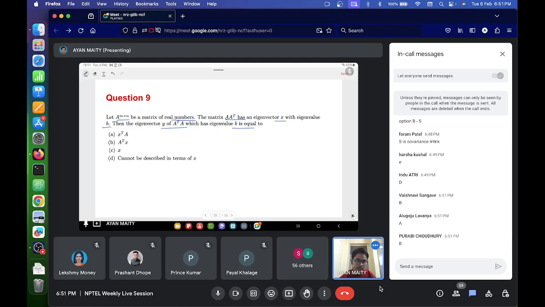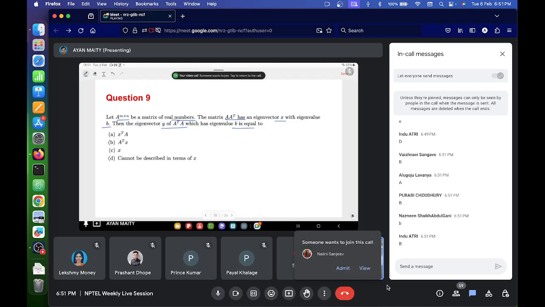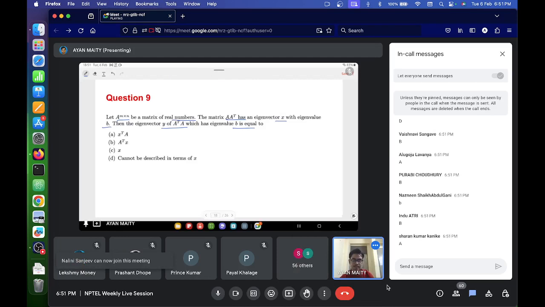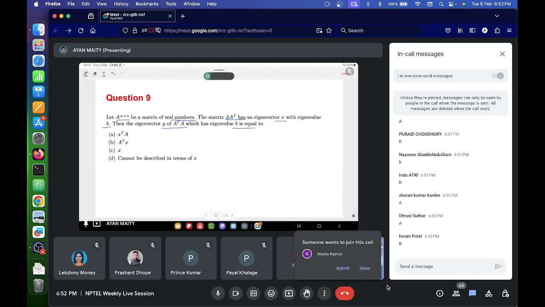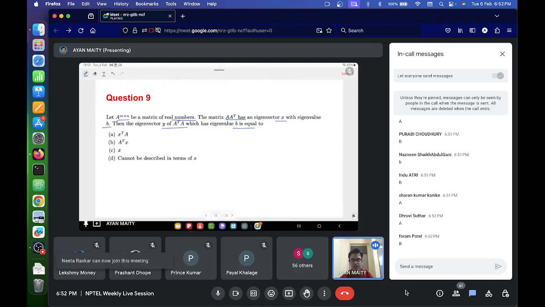Vaishnavi is saying B, Lavanya is saying A, Puravi Chaudhary is saying B, Nazneen is saying B, Indu Atri is saying B. Sharan Kumar Kanike is saying A. Dhruvi Shutar is saying A. Forum Patel is saying option B. Shruti is saying option B.